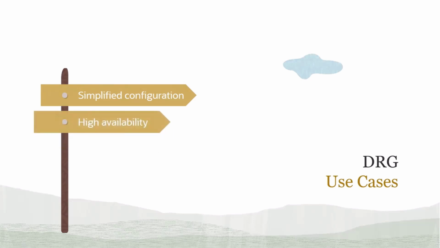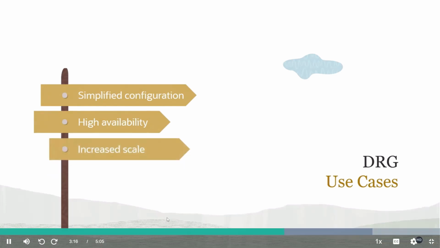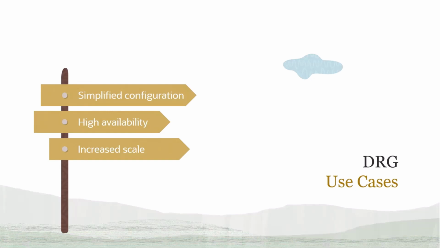High availability. Using DRG, you can use OCI FastConnect in one region to communicate with resources in a VCN in another region. Increased scale. A single DRG can have up to 300 local VCNs attached to it. And then using DRG, you can also design transit routing scenarios. So basically, you can create a hub and spoke architecture.